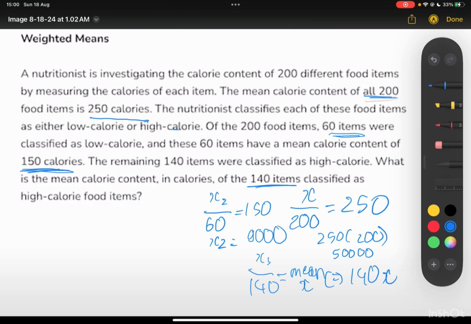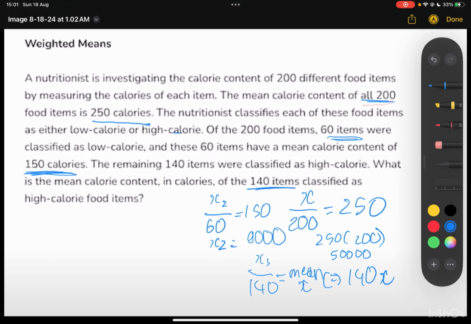So as we put this in an equation, we're going to have firstly the total number of calories for 60 items, which is 9,000, plus the total number of the 140 items, which is 140x. So we're going to divide it by 200, which is the total number of food items, 200 different food items. So now the other side is going to be 250 calories, which is the mean.